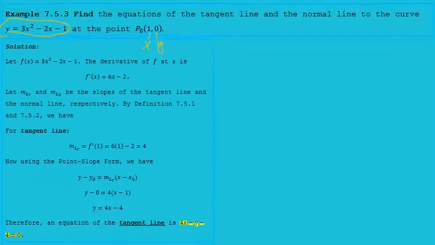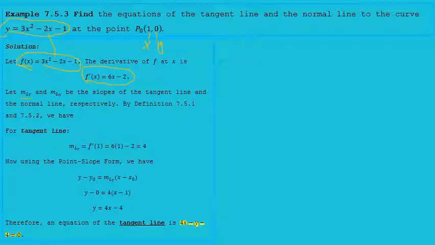Okay. So here's the solution. So let f of x equals 3x squared minus 2x minus 1. Given natin si variable y, ito ay f of x because y is just equal to f of x. And then after that, class, kunin nyo lang yung derivative nito. Okay, so derivative of 3x squared minus 2x minus 1 is 6x minus 2. Gagamitin natin para makuha ang slope ng tangent at ng normal line.